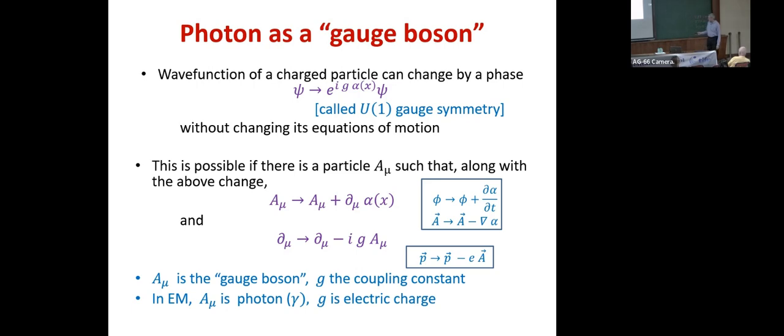In electromagnetism, this A mu is what we call a photon, and this g is what we call an electric charge. So it even connects very directly to our standard electromagnetism. So this was, in short, a one slide summary of what is a gauge symmetry and an example of a simple gauge symmetry, U1 electromagnetism.